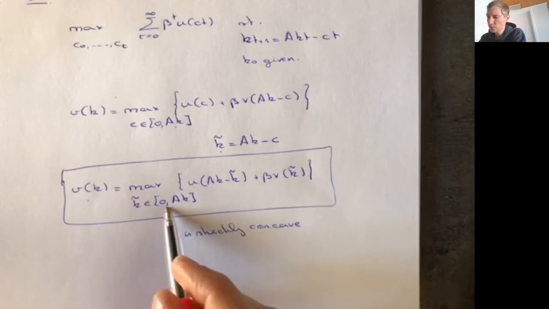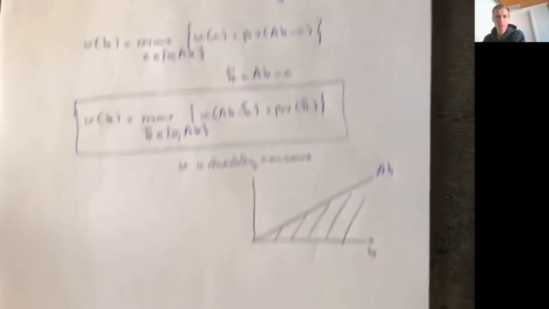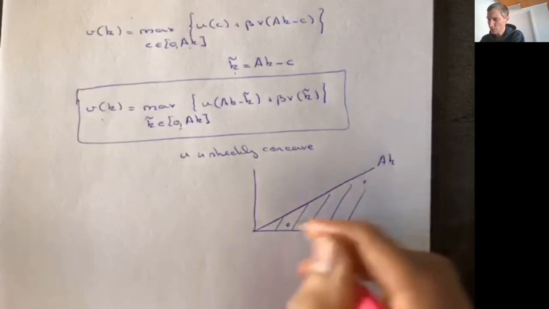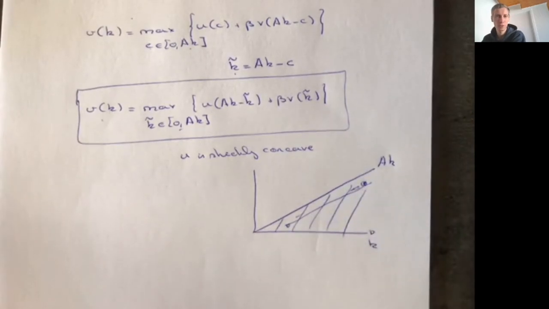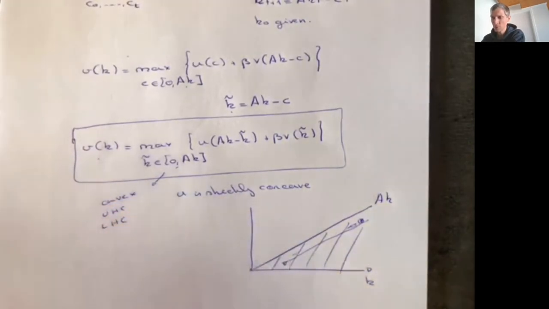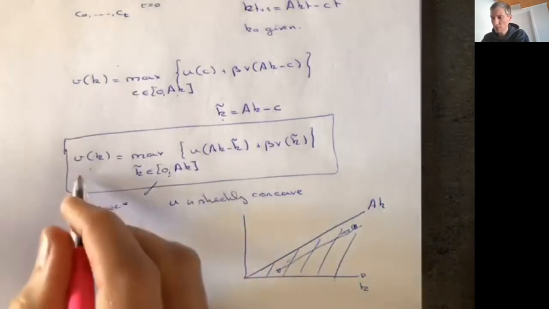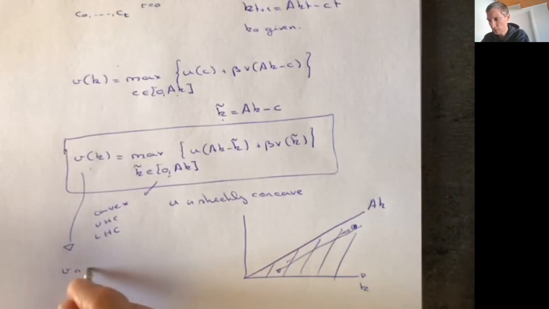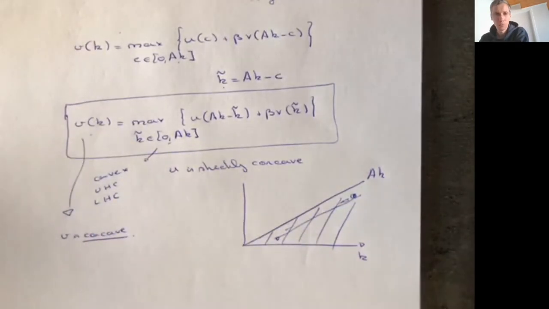I need that this correspondence is convex, but that's not so difficult, right? Because if this is the line AK, right? So this is the correspondence, and if I take 2 points in this correspondence, then obviously everything on the line segment between these 2 points is also in the correspondence. Okay, so this is convex. It's upper hemicontinuous and lower hemicontinuous. We have seen that under some conditions this is a regular problem, right? So all these conditions together imply that V is concave, right?